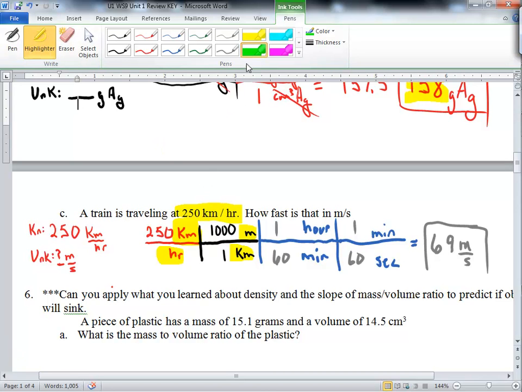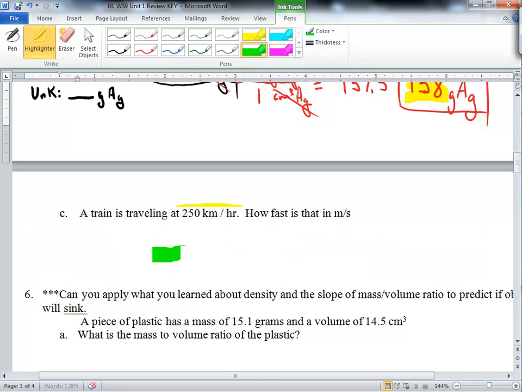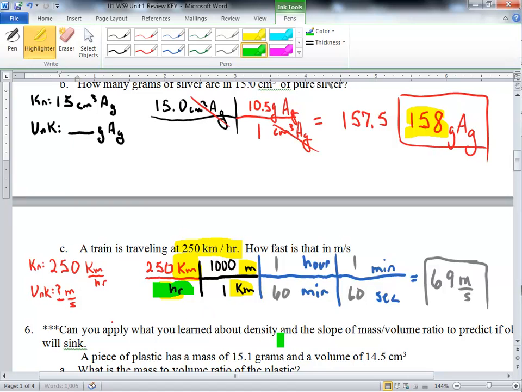Now, to move on, we're going to get the hours changed to seconds, and we're going to do that by canceling the hours here with the hours here, and then converting hours to minutes with this conversion factor, and then converting minutes to seconds with this conversion factor.